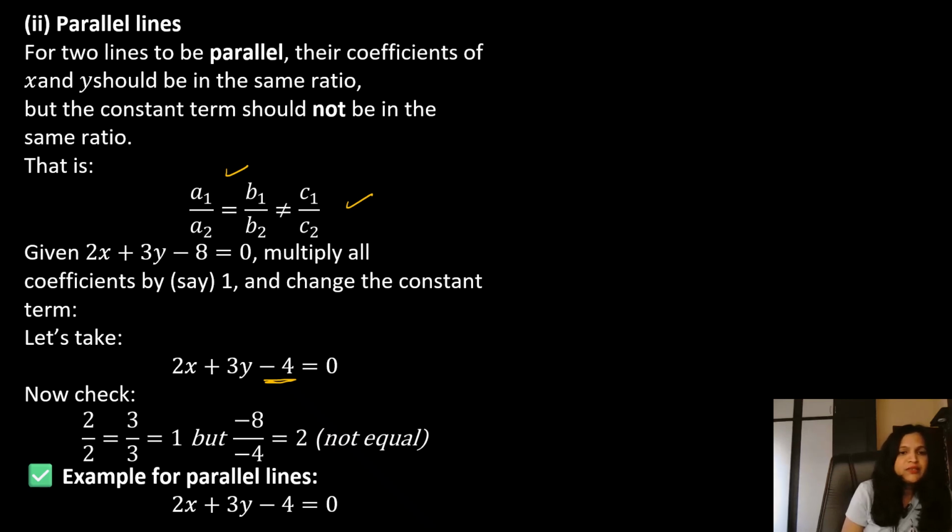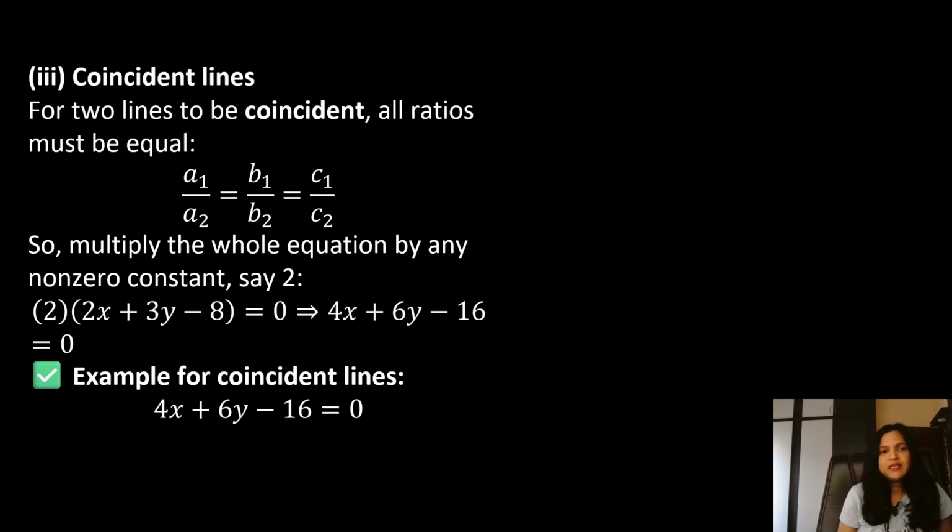That's why I have to change this value. Only this value I changed, minus 4. That's why we get c1 by c2 as minus 8 divided by minus 4. Minus divided by minus is plus. 4 ones are 4, 4 twos are 8, so 2. That's why not equal. For example, the parallel line for this line is 2x plus 3y minus 4 equal to 0. This is the parallel line you got for that.